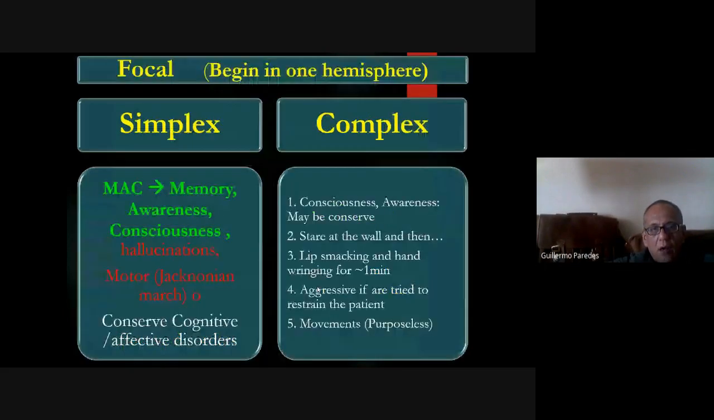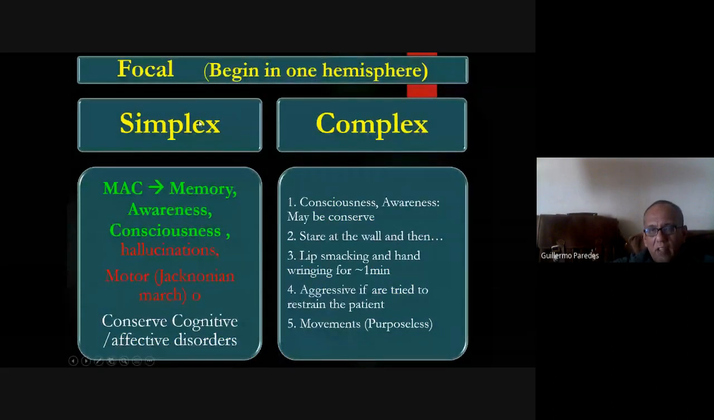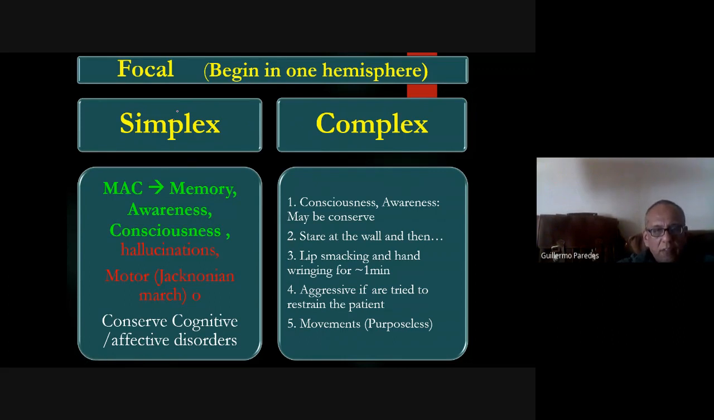Now, the focal are going to be divided into simple and complex. So we have the focal seizure, which means that it starts in one hemisphere. Complex means that it goes from one hemisphere to the other hemisphere. So it's going to happen first in one hemisphere, and then it goes to the next hemisphere.